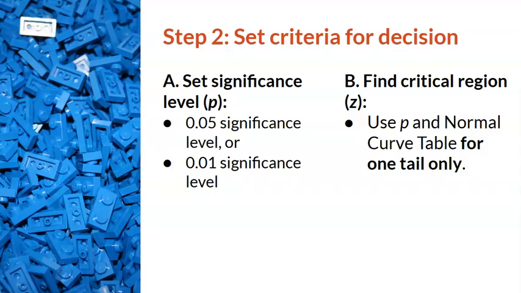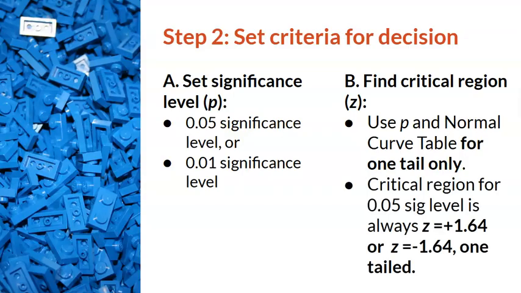We will use P and the normal curve table to find the corresponding z-score, but for one tail only. The next slide will demonstrate why the critical region for a 0.05 significance level is always z equals plus 1.64 or z equals negative 1.64, one-tailed.